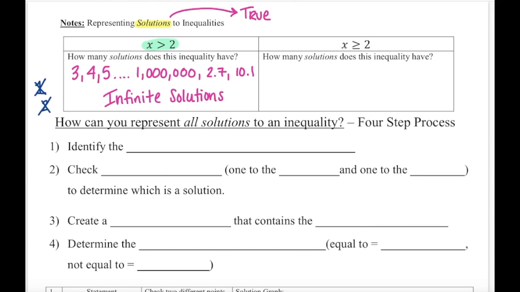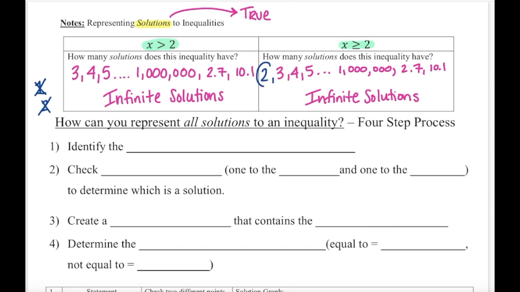Let's take a look at this next one. The only difference here is that it's greater than or equal to 2. So how many solutions does this have? Well, it would have all the same solutions as the first one: 1 million and beyond, 2.7, 10.1. So it does also have infinite solutions. Again, not all solutions. But what does the second statement have that the first one doesn't? The second statement also includes 2 as a solution because of the equal to sign. So I would say this is infinite solutions plus 1 more, because 2 is a solution in the second statement, but not a solution in the first.